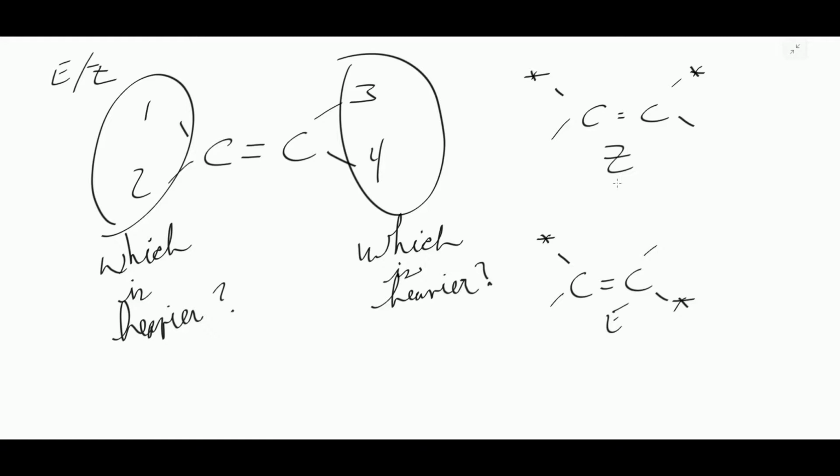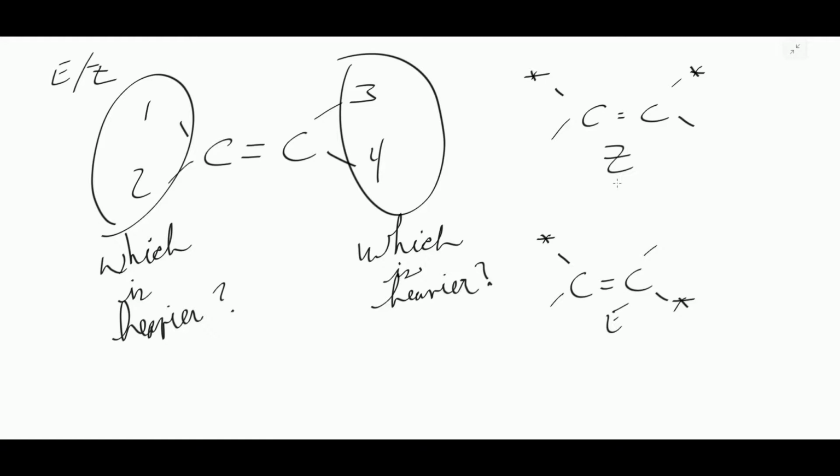E and Z come from German words. I do not know what E stands for. Z is zusammen. It means together. They are together on the same side. So Z, same side. And that's all there is to it.